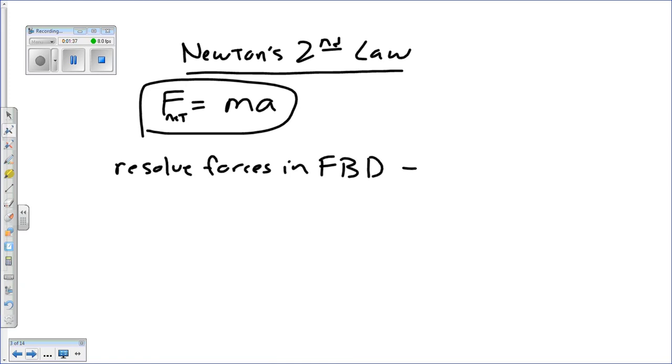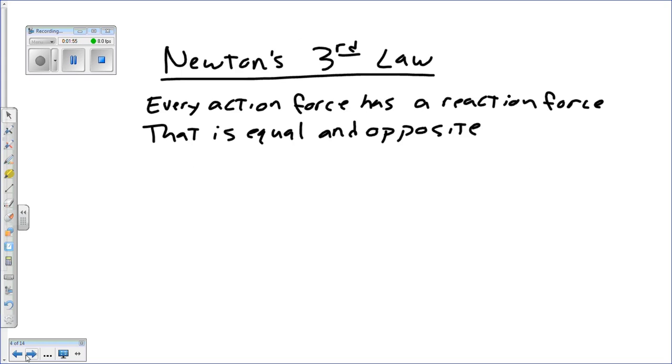Now, Newton's second law for this unit is used to resolve the forces in your free body diagram. Once you take your free body diagram and simplify those vectors, you get the net force, and that's usually how you find your acceleration. Of course, you could take the acceleration and use that to get the net force, but that's less common.